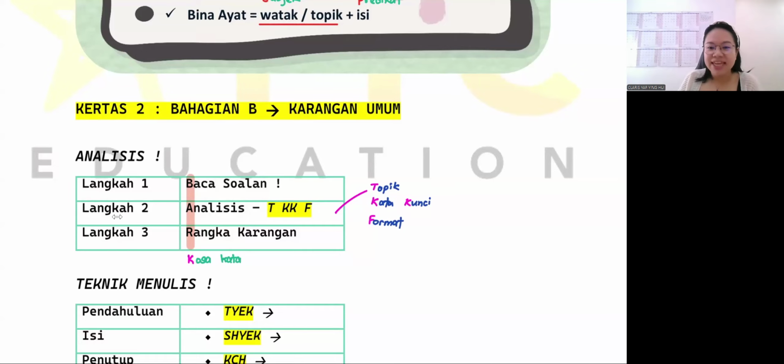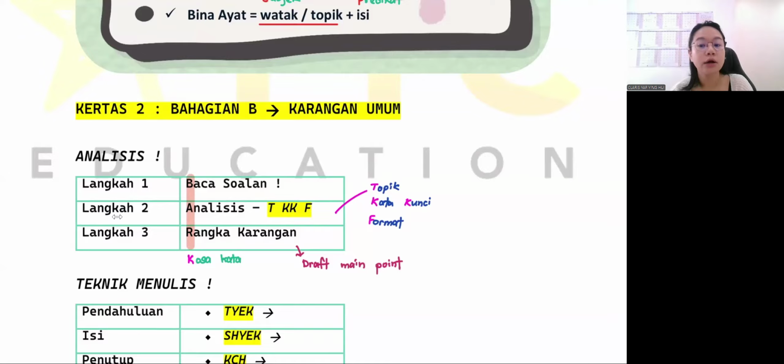So now T, K, K, and F. Let us check. When you analyze your question, what is the next step? Rangka. Teacher, what is rangka? You draft your main point. Teacher, why should I draft my main point? Because if you do not draft your main point, basically you will repeat your elaboration. That is what we worry about.